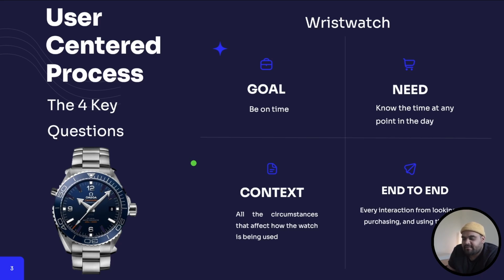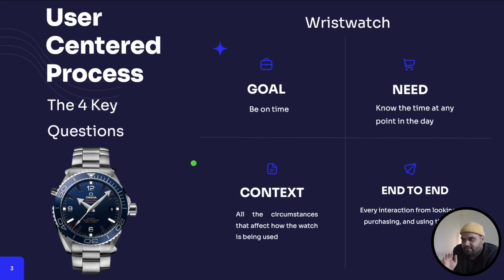And then you can design the end-to-end experience, which means every interaction from looking for, purchasing and using the watch. So from the moment the user goes to the shop, buys this watch, okay, brings it back, uses it, and if there is maintenance or if there is support that you need to give, all of these things have to be taken care of in the end-to-end process.